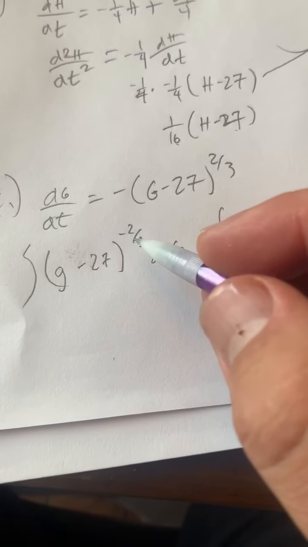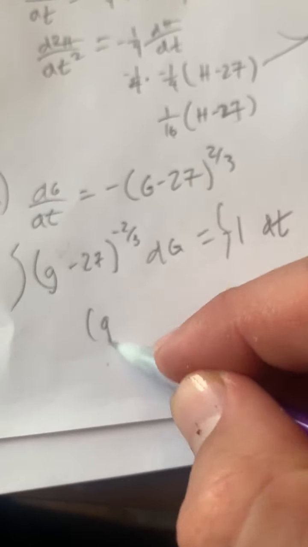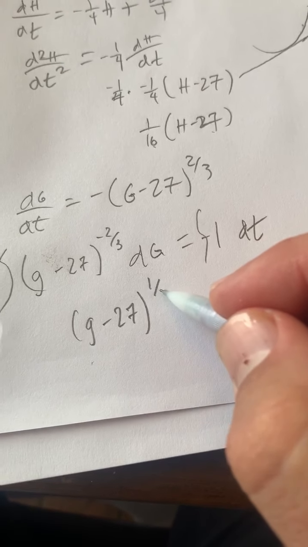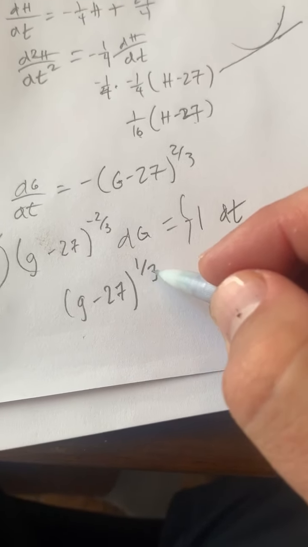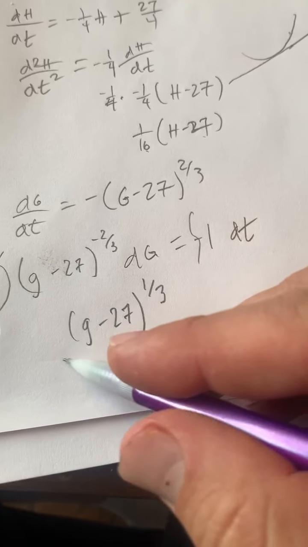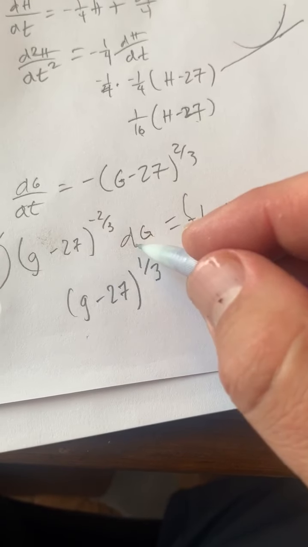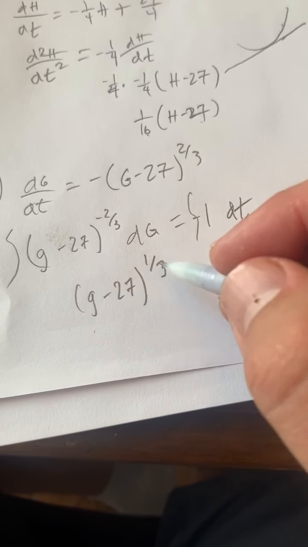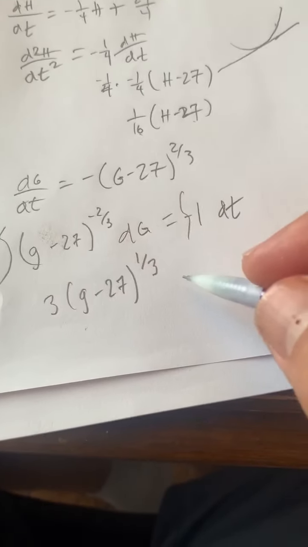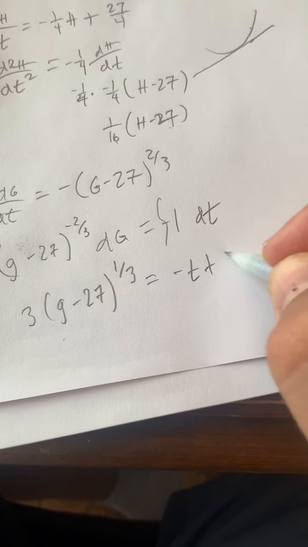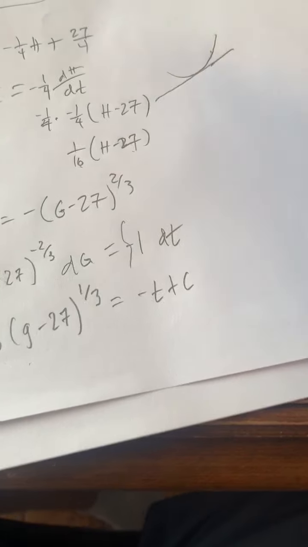So let's think about this. If I'm going to add 1 to this power, I'm going to get g minus 27 to the 1/3. So I'd get 1/3 times all of this to the negative 2/3 times the derivative of the inside. We're in terms of one variable here, so just 1. I don't want a 1/3, so I'll put a 3 over here. And over here I get negative t, and remember we'll do plus c, but just on the right.